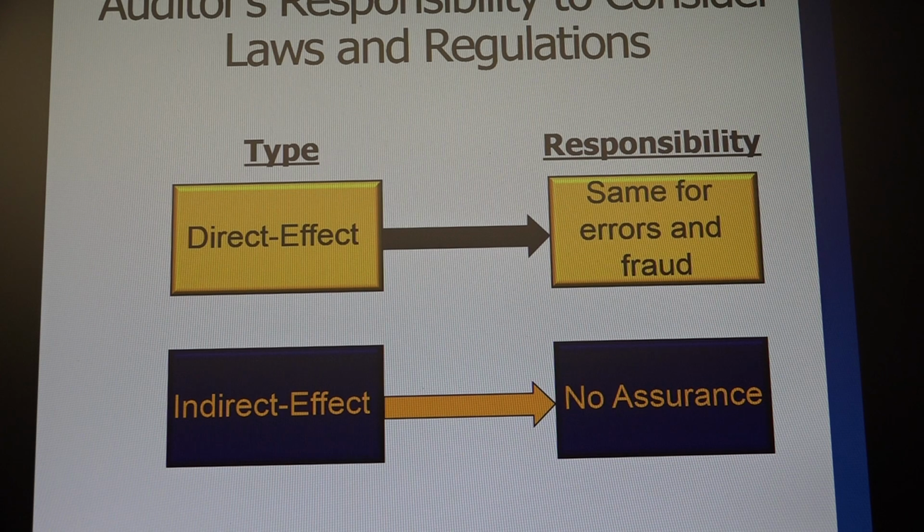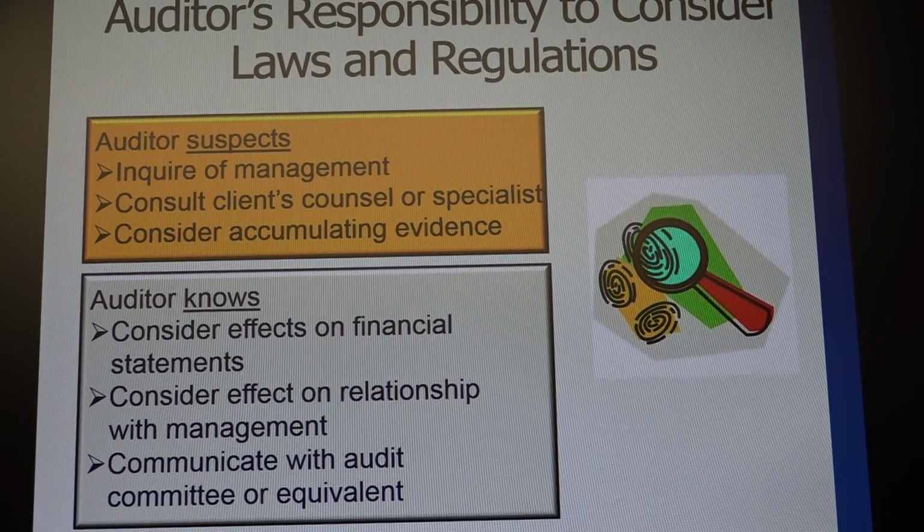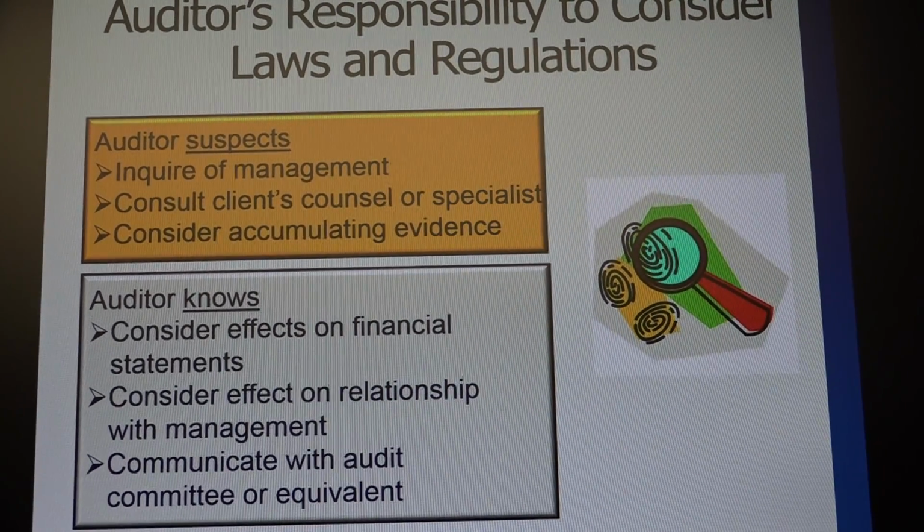And again, we're talking about substantial non-compliance with laws and regulations, something that would have a material effect on the financial condition of the company, not just minor stuff. And so certainly if they suspect, they need to inquire of management. They possibly need to talk with the auditor. They should have their own counsel, and so if the auditor believes that the audit client's not in compliance with some law or regulation, they should consult with their own attorneys, and then possibly consider accumulating more evidence.